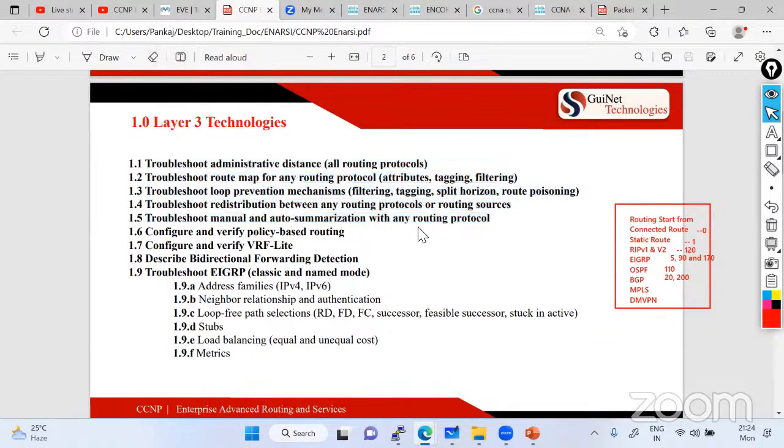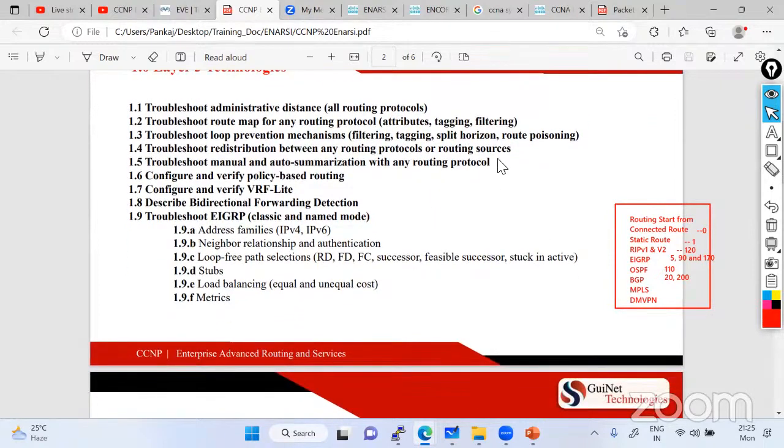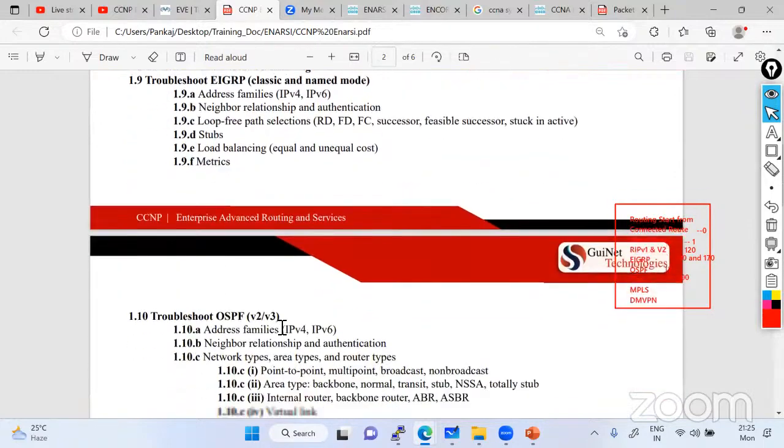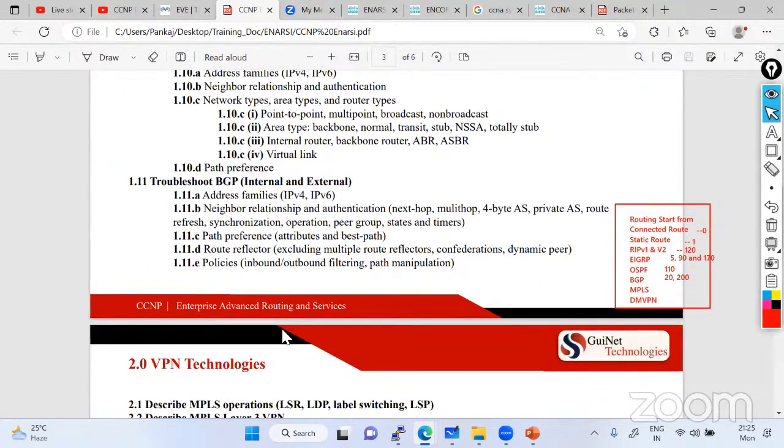But if I start with troubleshooting and explain the whole thing and you don't know how to configure, what a special area type is, what the RD, reported distance, and feasible successor are, right? So you cannot understand what I'm talking about: loop prevention mechanisms, split horizon rule, route poisoning, tagging, filtering, route map, filter list, access list. Everything we just have to understand during configuration, and then we try to explore it in troubleshooting.